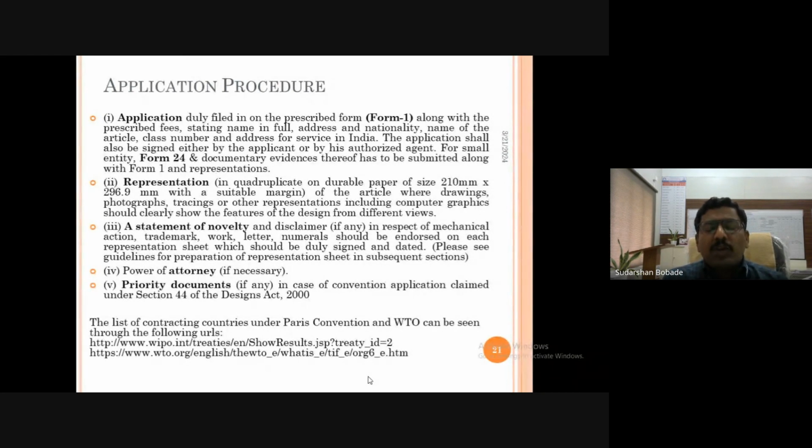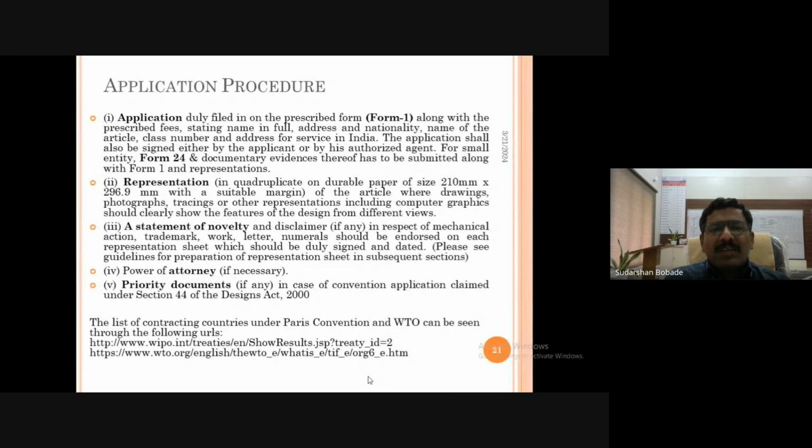Next, the statement of novelty and the disclaimers. These are important so that examination will get accelerated very easily. Whatever we are claiming, if it is not claimed by any other, that means we have 100% chances of getting the grant for the design. So the statement of novelty and disclaimers are only drafting parameters required.